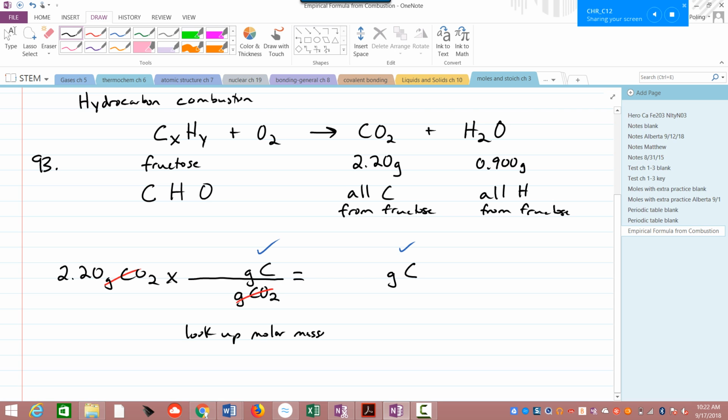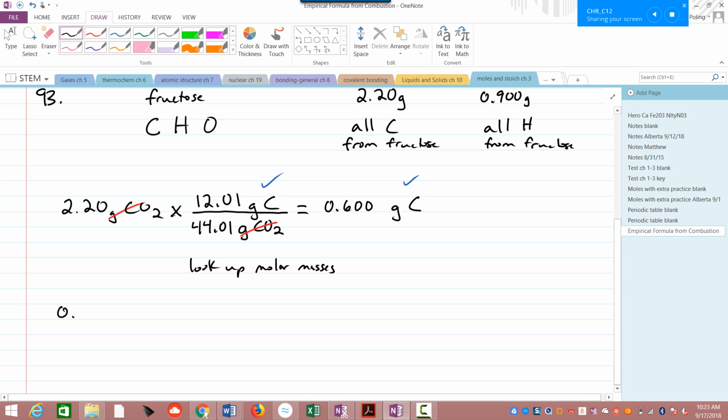look up their molar masses. The molar mass of carbon, you've done this one a lot. Do you know this one yet? 12.01. Okay, carbon dioxide is 44.01. One carbon, two oxygens. Each oxygen is 16. Okay, so when you do the math, that's what you get.